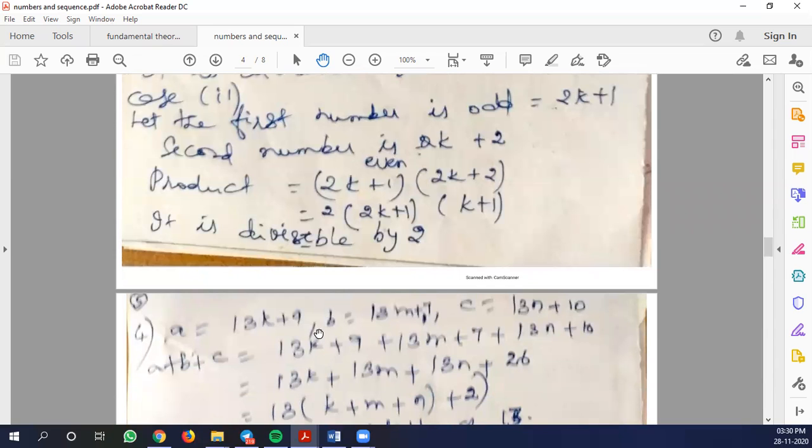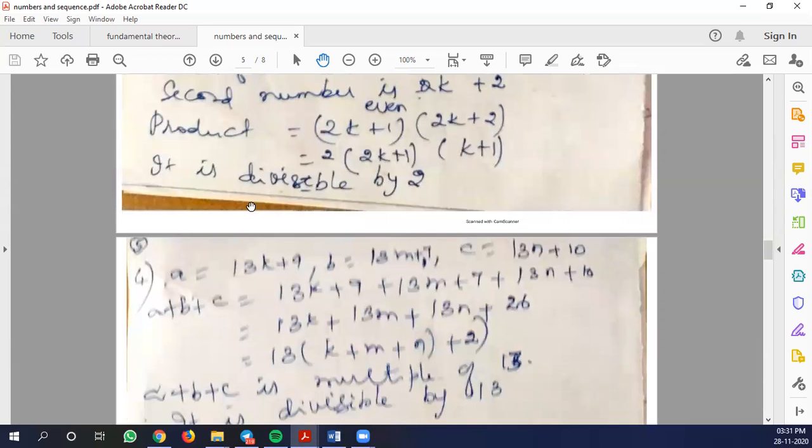Now the fourth sum. When the positive integers a, b and c are divided by 13, the respective remainders are 9, 7, 10. Show that a plus b plus c is divisible by 13. Here you have a given as divisible by 13, so it is a multiple of 13, 13k. It is given, leaving the remainder as 9, so you have to add plus 9.